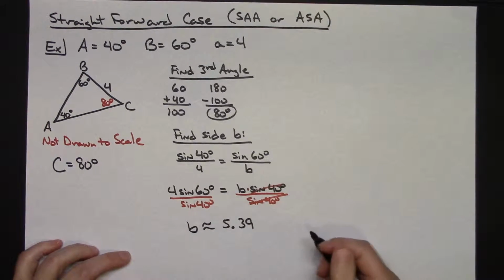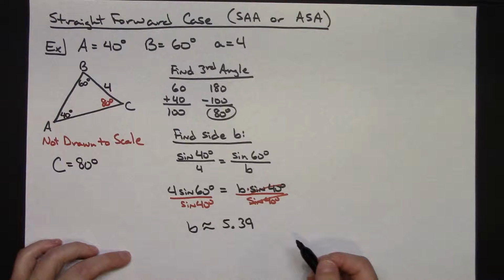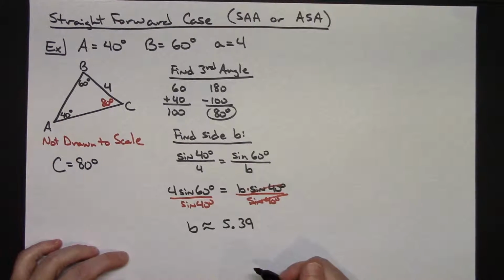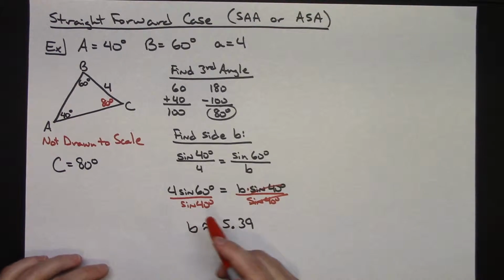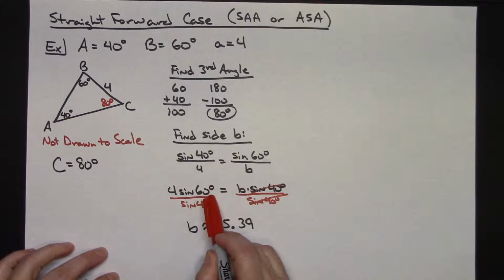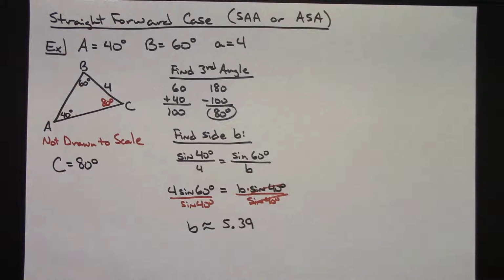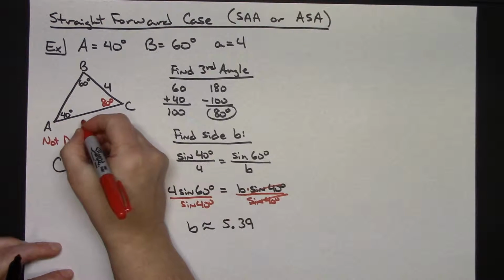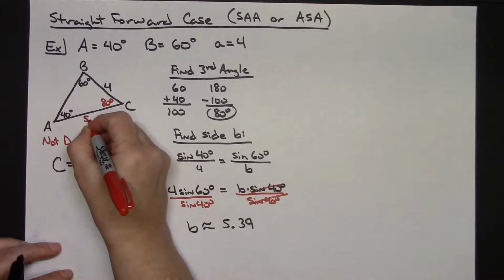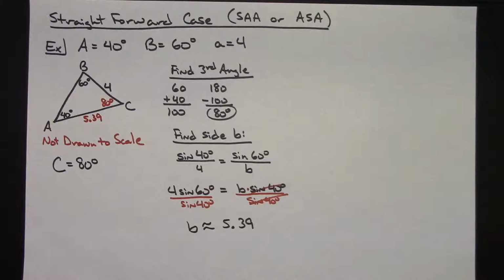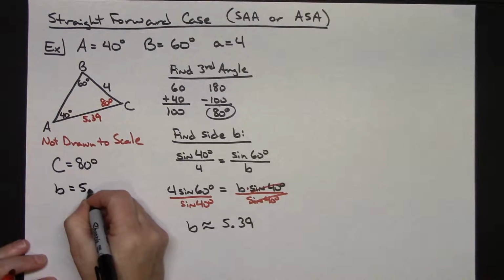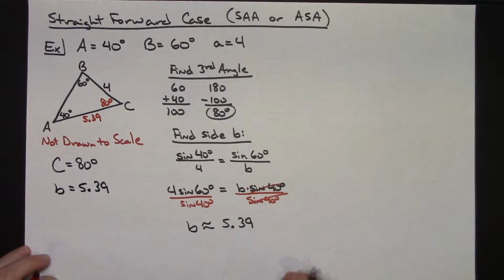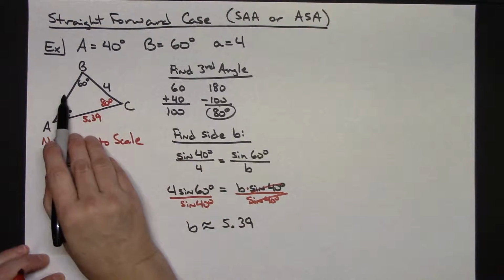5.39. If you've got a calculator handy, you might want to pause the video and plug that in and see if you can get that value for side B. And do make sure your calculator is in degree mode, because this is 60 degrees, this is 40 degrees, so check that on your calculator so you get the right value. Now I'm going to add it over here. This side has to be 5.39. And then let's add it to our list over here. Side B is 5.39.